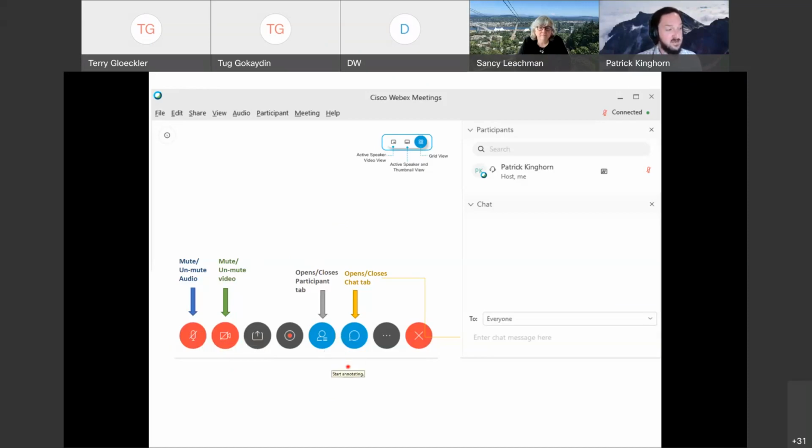Next, we have the Participants tab, which opens and closes the Participants panel, and the chat button. The chat button is particularly important because this is going to be your main way to ask questions or to engage throughout the conference. So please feel free to use the chat box function here to ask all your questions, and we'll do our best to get to all of these.